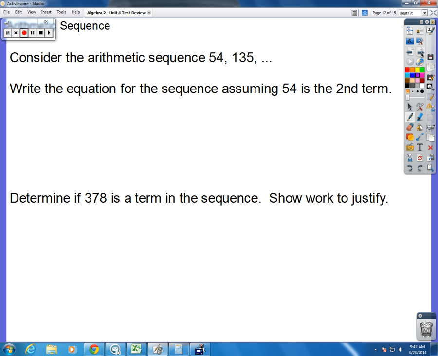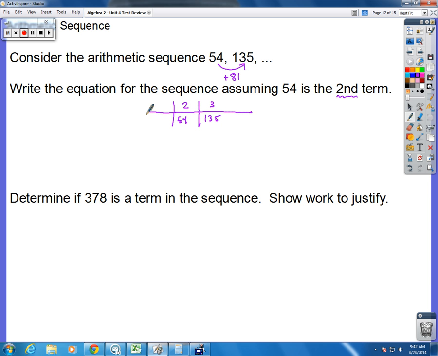Arithmetic sequence. Consider the arithmetic sequence 54, 135, and so on. Write the equation for the sequence, assuming that 54 is the second term. So the first step here is to determine the growth between 54 and 135. So we're adding 81 there. So that's my growth. Okay, then I want to imagine this almost as a table. So I have 54 here, 135 here.